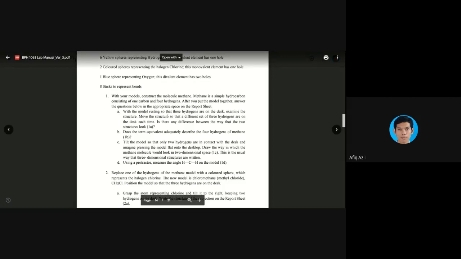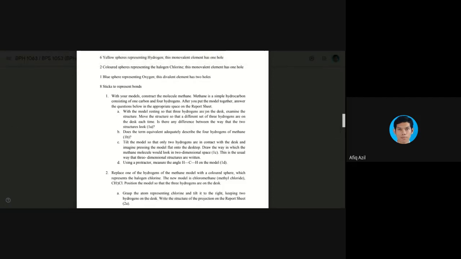With the model resting so that 3 hydrogen are on the desk, what this means is that you should arrange the position of the methane so that 3 hydrogen are on the desk and 1 of the hydrogen is sticking up, pointing up. Examine the structure. Move the structure so that a different set of 3 hydrogen are on the desk each time. Then, is there any difference between the way the 2 structures look? This, for example, can be done using software.